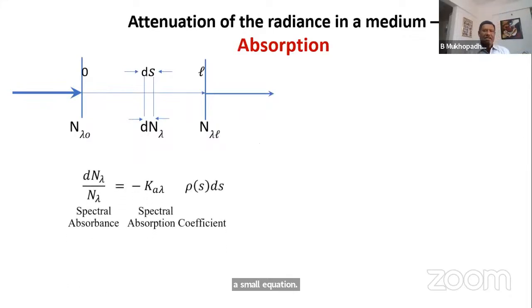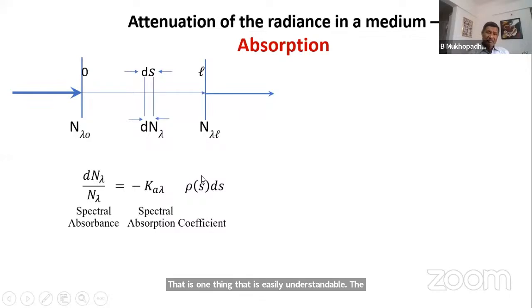Right. This is almost common sense. And what it says is that the fractional depletion, obviously it's a depletion, that's why this minus sign, is proportional to the length of this path traveled. That is one thing that is easily understandable. The more the path length, the more it is.